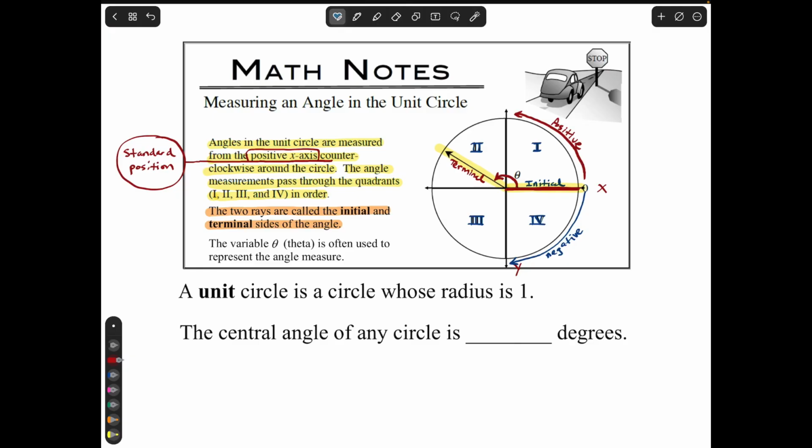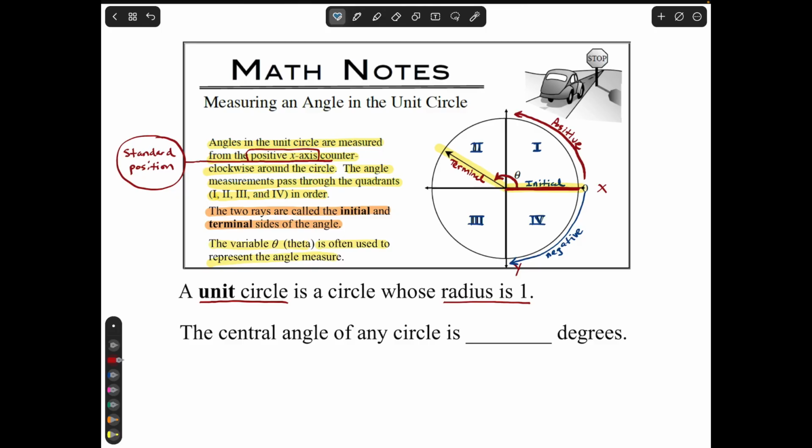Okay, and then just as a quick review here, it says that the variable theta is often used to represent the angle measure. So we usually use that as a placeholder for unknown angle measures. Below here it says a unit circle. A unit circle is a circle whose radius is 1. We'll review the unit circle over the next few lessons to make sure that we remember what we need to know to be successful in pre-calculus this year.